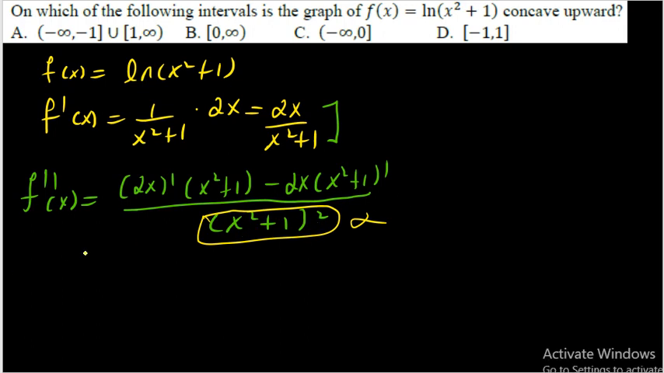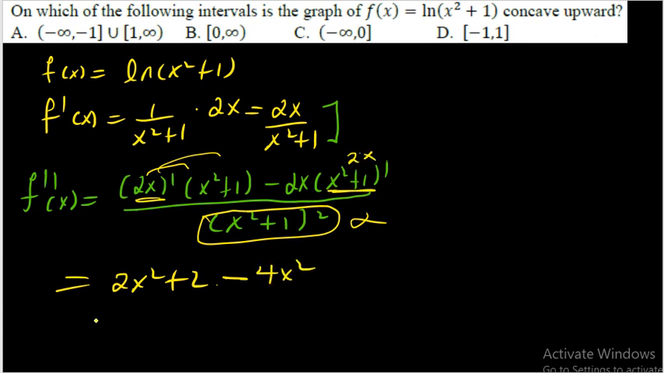So in the upper part, what remains: the derivative of 2x is 2, so the 2 will multiply each term. So it will be 2x squared plus 2, minus. Again, the derivative of this bracket is only 2x, and 2x times 2x will be 4x squared. So finally, 2x squared minus 4x squared is negative 2x squared. So 2 minus 2x squared is left, which is 2 in brackets 1 minus x squared.